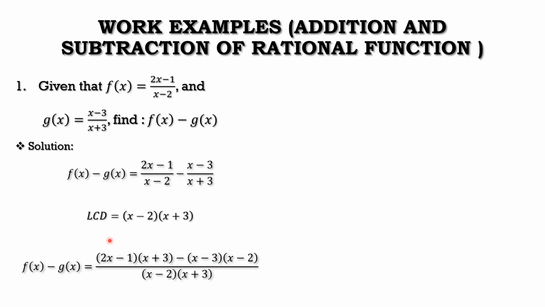So here we are going to expand this particular numerator. Just leave the denominator and expand the numerator. So when you expand the numerator, which is 2x minus 1 times x plus 3, the expansion will give us 2x squared plus 6x minus x minus 3, because 2x times x gives us 2x squared. 2x times the 3 will give us 6x. Minus 1 times x will give us minus x. Minus 1 times positive 3 will give us minus 3.